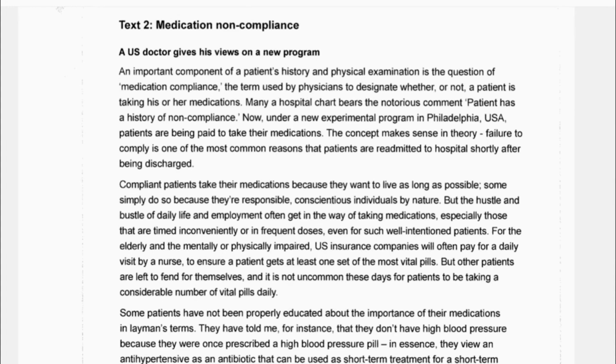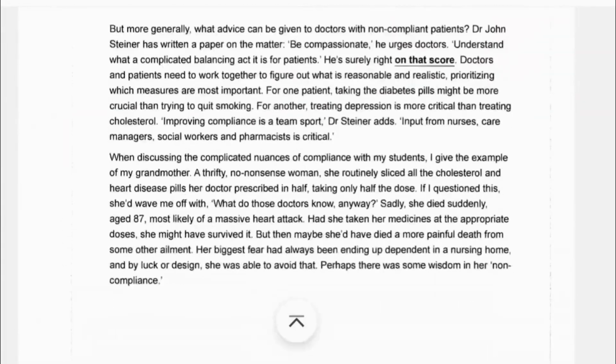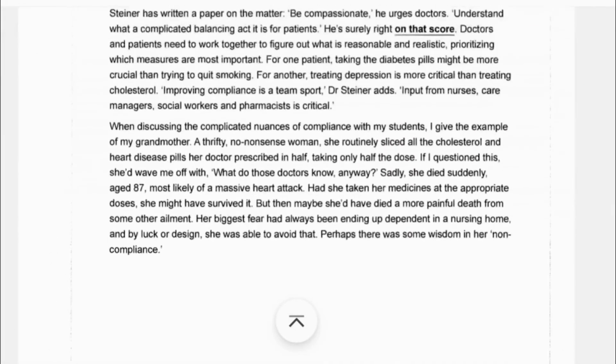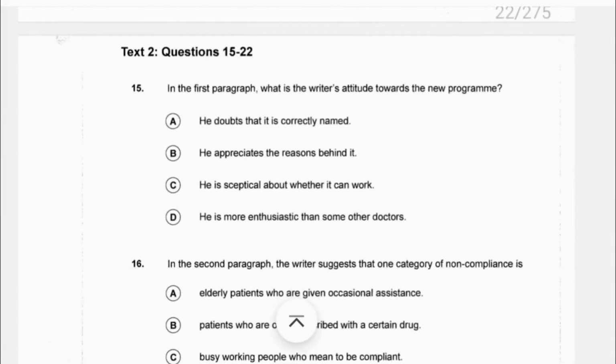Now there is text 2. It is the same: it has 7 to 8 paragraphs, and then 7 multiple choice questions.